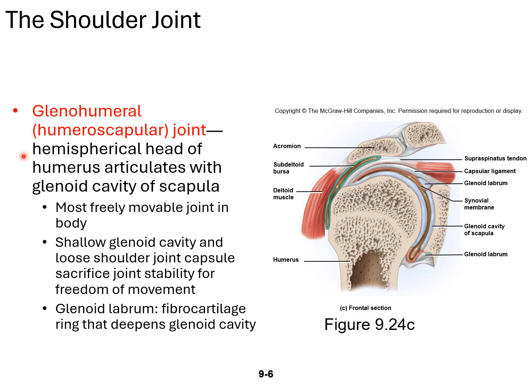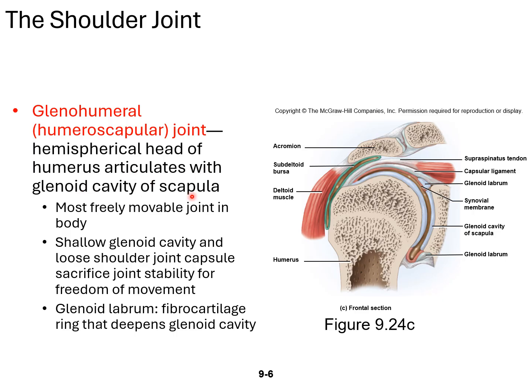The other one that's special, the shoulder. The glenohumeral or humeral scapular joint, and this is the glenoid cavity with the humerus. So right there you can see it. You can see part of the rotator cuff on top. We're going to talk about the rotator cuff in a second, but this is the hemispherical head of the humerus articulating with the glenoid cavity of the scapula.